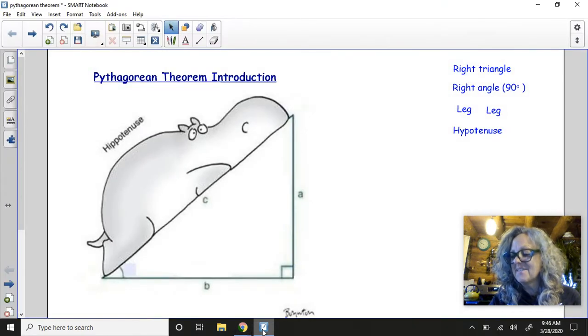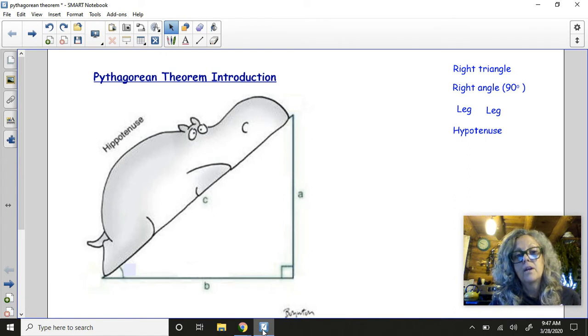Folks, Mrs. Casler here. I just want to throw a little review at you on the Pythagorean theorem. This is basically an introduction. So if you have already been working the Pythagorean theorem, this is going to remind you of what you probably already know, but that's good because it seems like the last time we were in school was like a lifetime ago. And if you are just starting to work in the Pythagorean theorem, hopefully this will get you started off on the right foot.